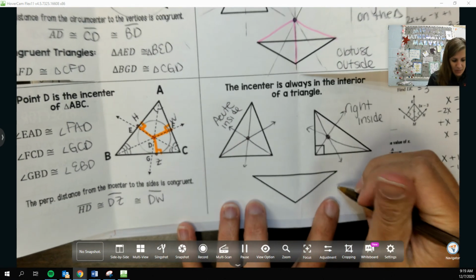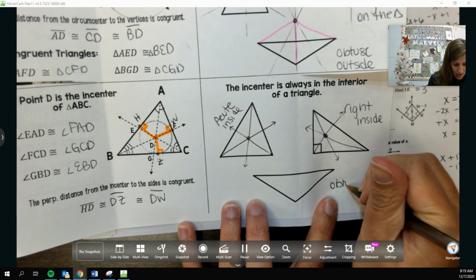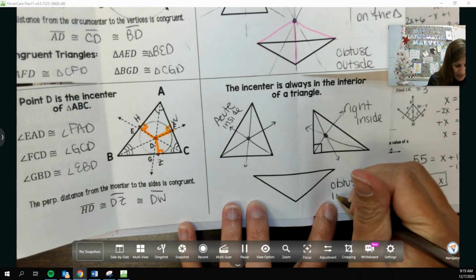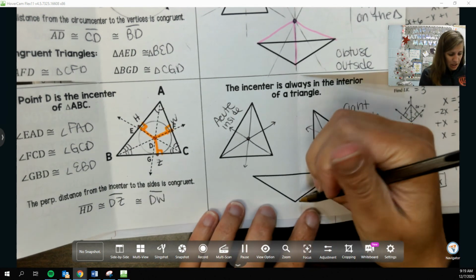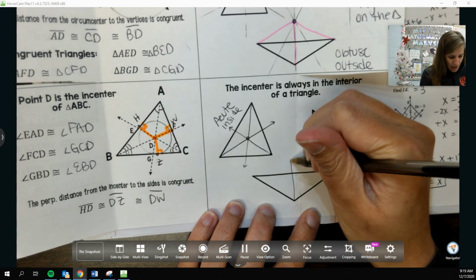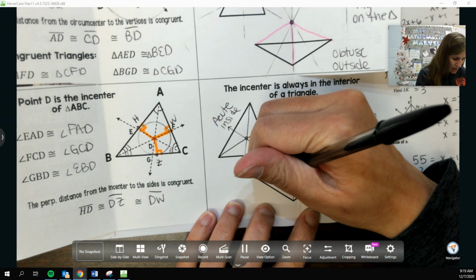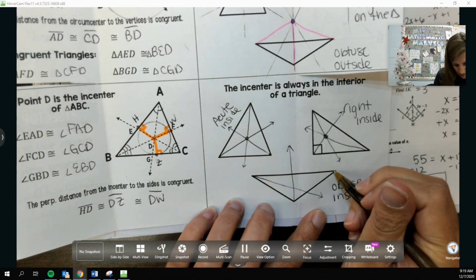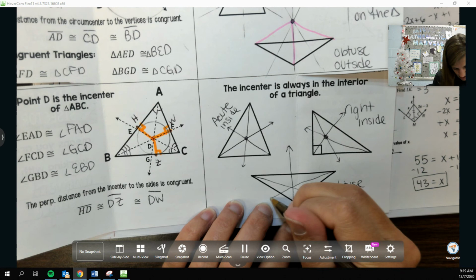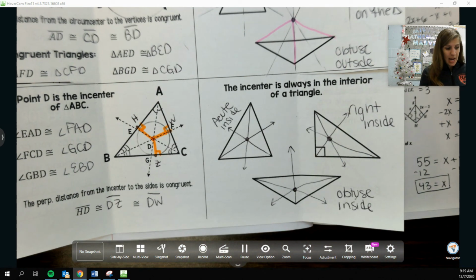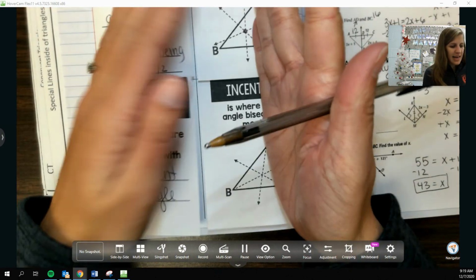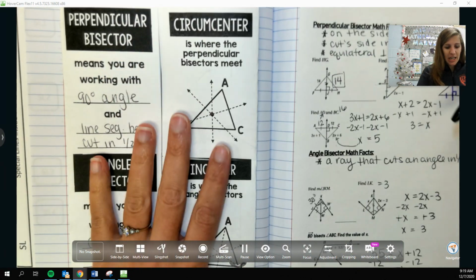And then same with obtuse. In an obtuse triangle, it'll still be inside. And again, it always has to be inside because of that inside circle, it's a good way to remember it. So cut in half, cut in half. I could have used a straight edge, geez, cut in half. So no matter what, inside. All right, so that's our circumcenter, incenter.